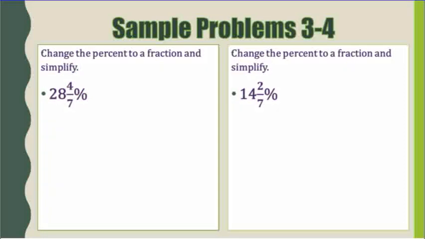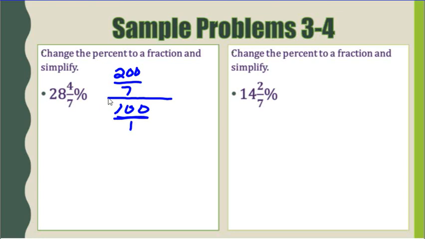Next, change the percent to a fraction and then simplify. So 28 4/7%. If I were to change this to a fraction, all percentages are over 100. So now I need to write this as an improper fraction. And I would put it as an improper fraction because it makes it a lot easier solving wise. So it's 7 times 28 is 196 plus 4 is 200. So this is 200 over 7. And just remember, the 100 is over 1 in the denominator.